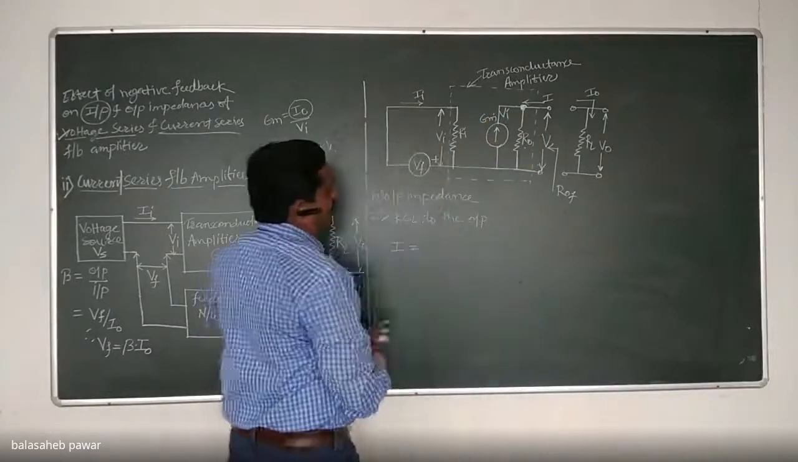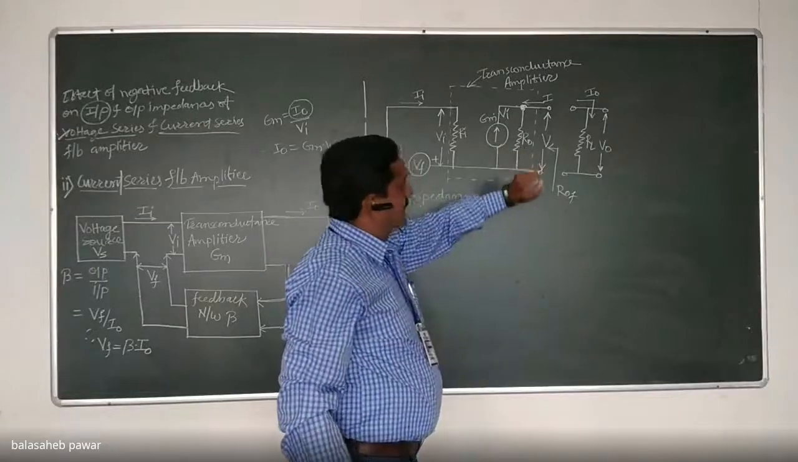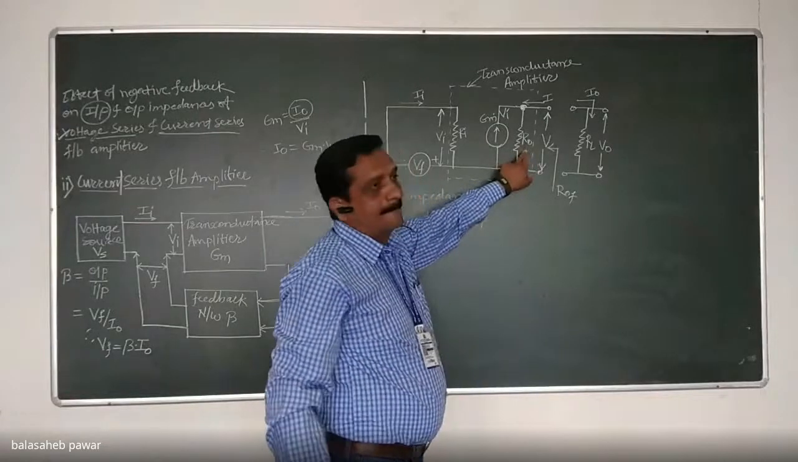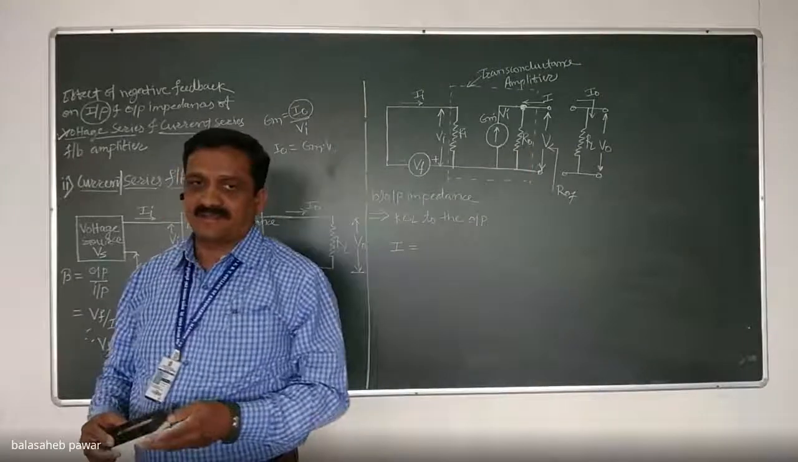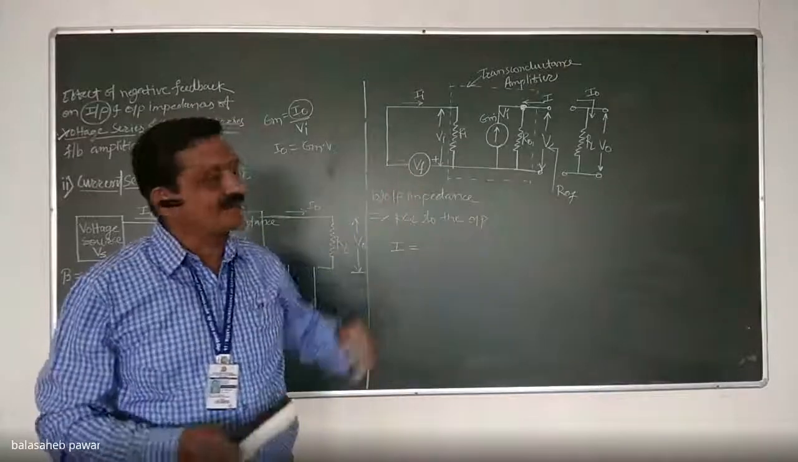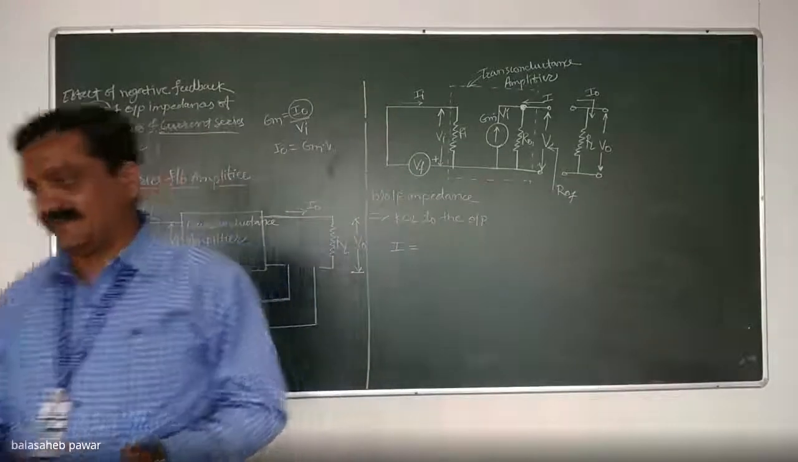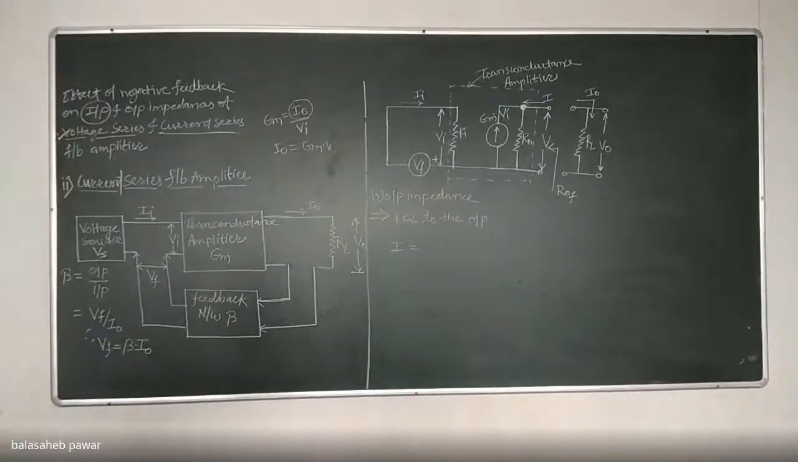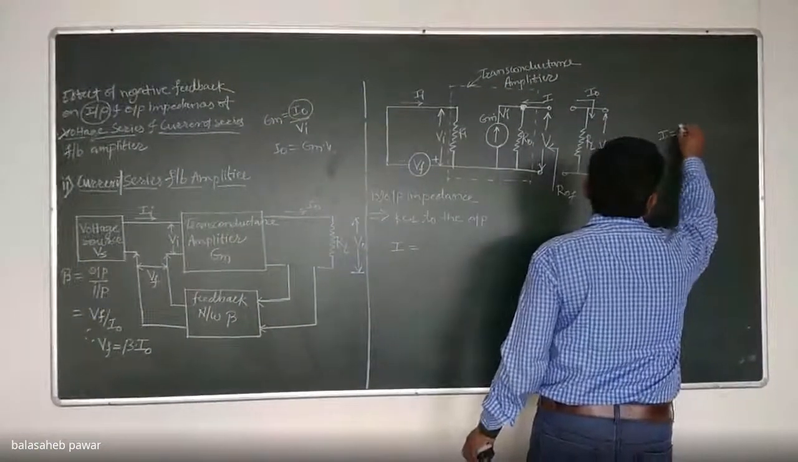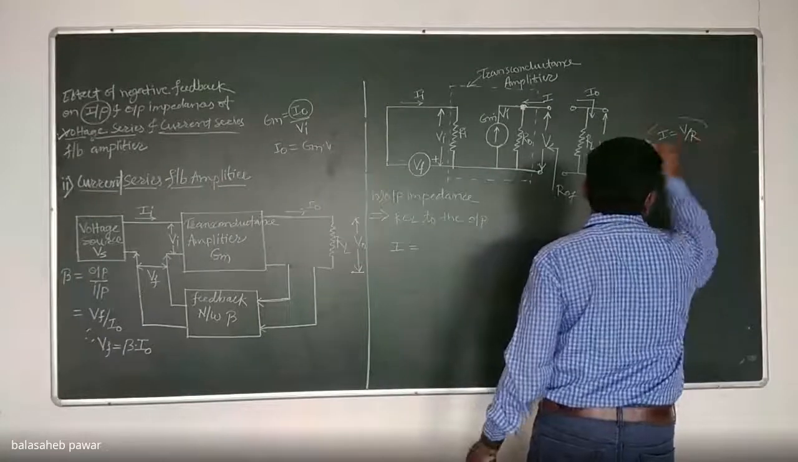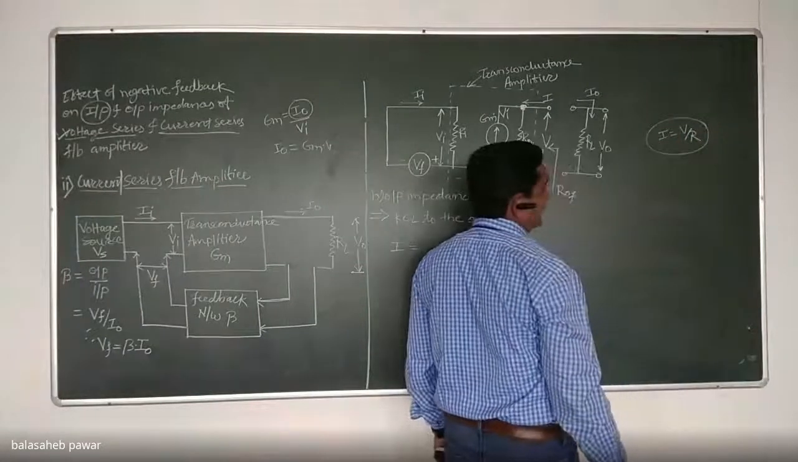So through this arrow, how much will be the current? Can anyone say? Current flowing through the arrow will be how much? Just try it. Everything is shown and visible properly. Current flowing through the arrow in this network will be how much? In general, what is current? That is V by R. Do you agree with this?